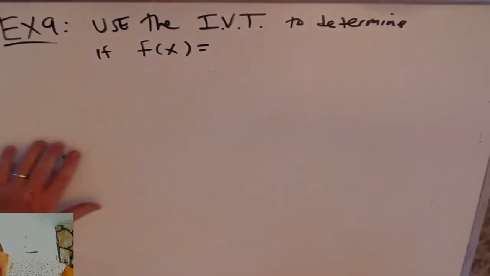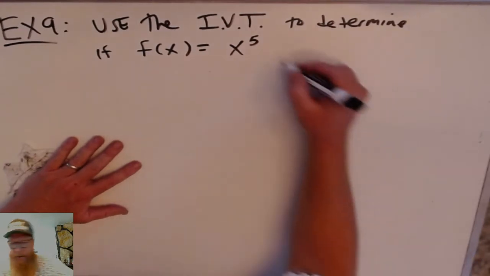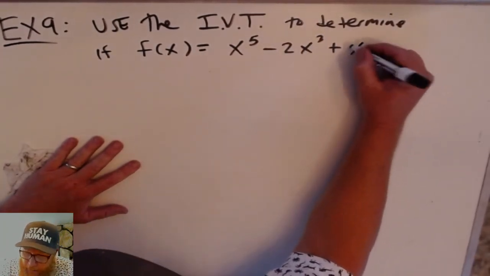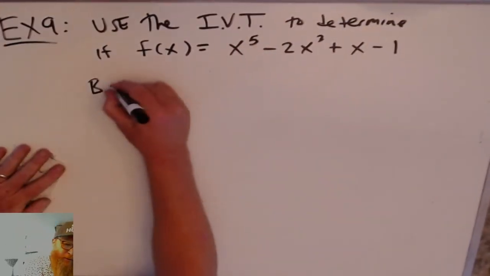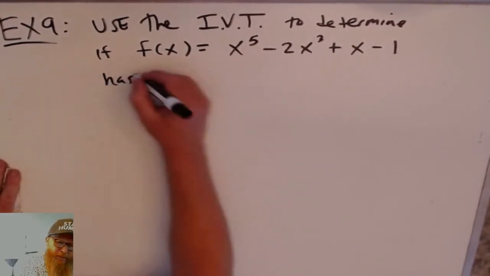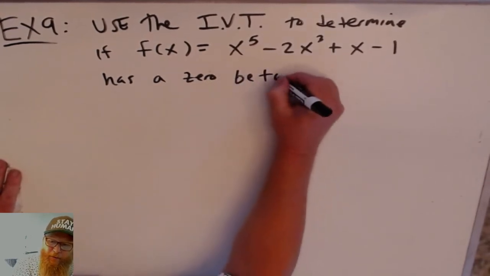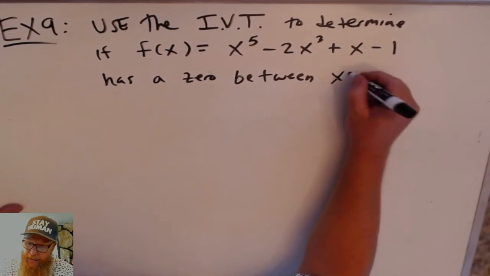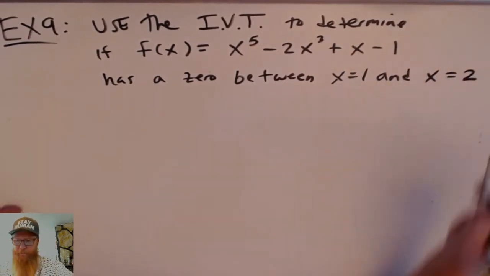So let's say f of x equals x to the 5th minus 2x cubed plus x minus 1. And see, does it have a 0 between x equals 1 and x equals 2?